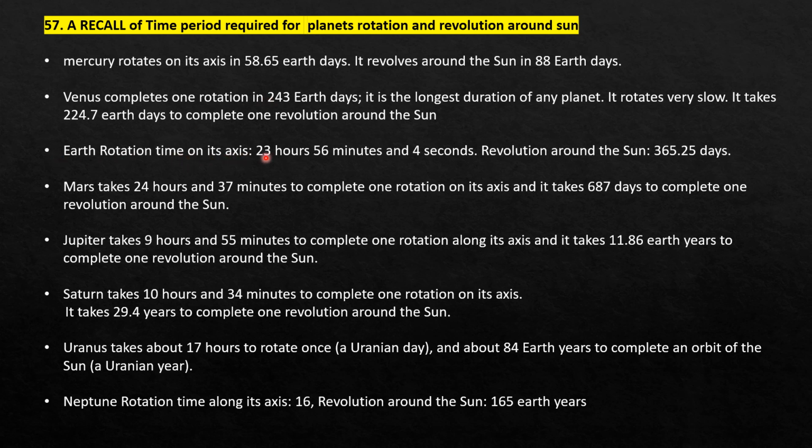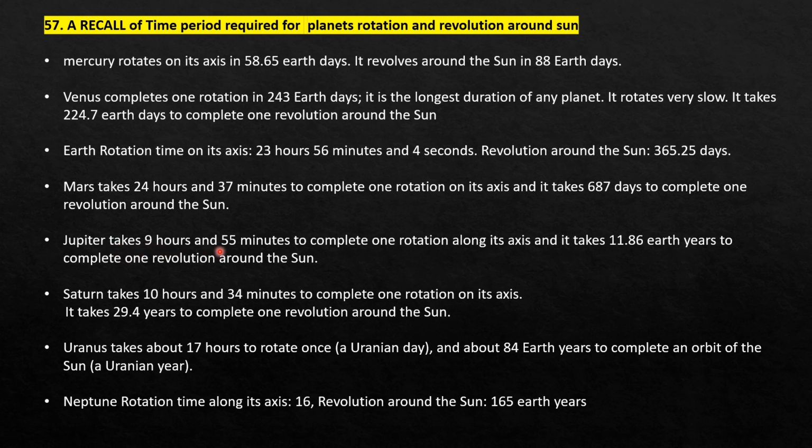Earth's rotation time on its axis is 23 hours 56 minutes and 4 seconds. Revolution is 365.25 days. If you take Mars, it takes 24 hours and 37 minutes to complete one rotation on its axis, and it takes 687 days to complete one revolution around the Sun. It is double the revolution of Earth. Jupiter takes 9 hours and 55 minutes to complete one rotation along its axis, and it takes 11.86 Earth years to complete one revolution around the Sun.